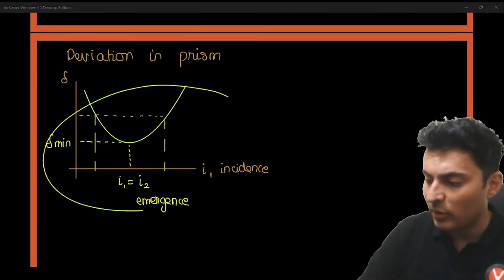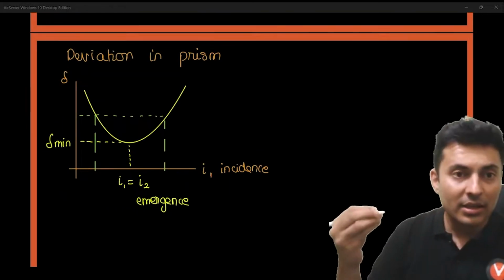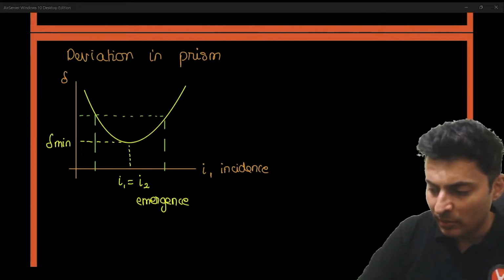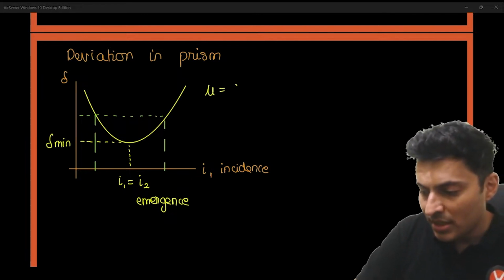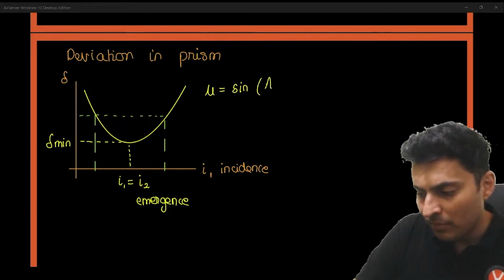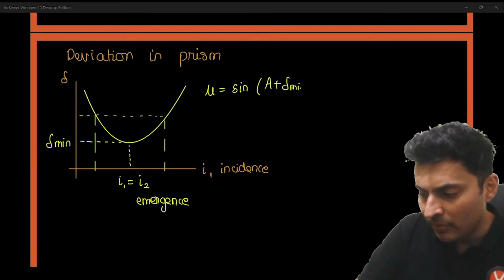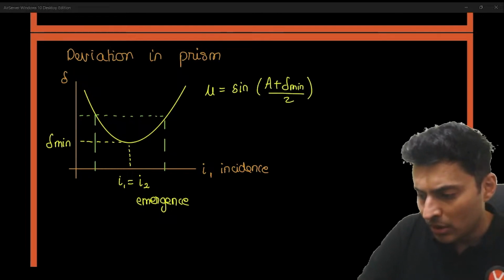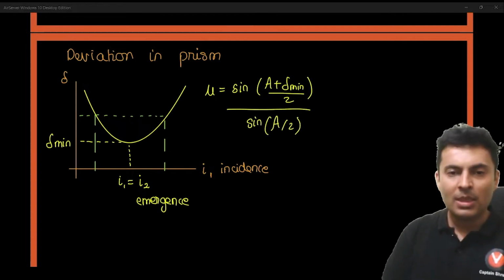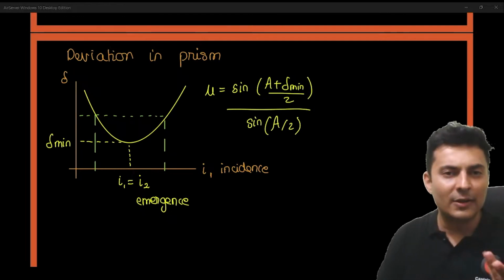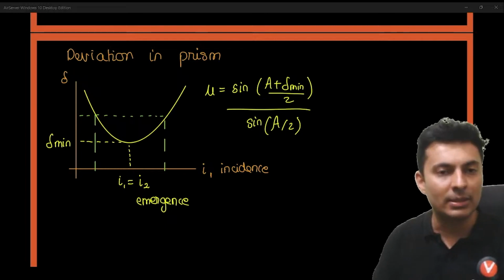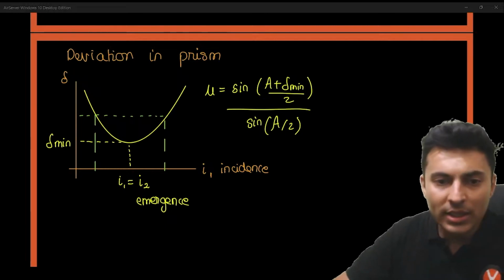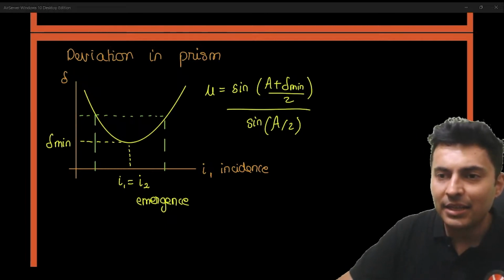If you want the formula for minimum deviation for a normal prism, the formula comes from here. Mu is equal to sine of (A plus delta minimum) by 2, divided by sine of A by 2. If you know the refractive index and the angle of prism, you can find the angle of minimum deviation. Cool. Shall we go ahead?